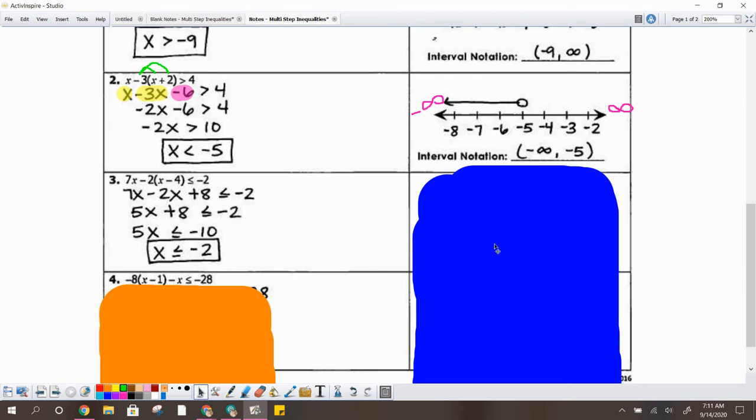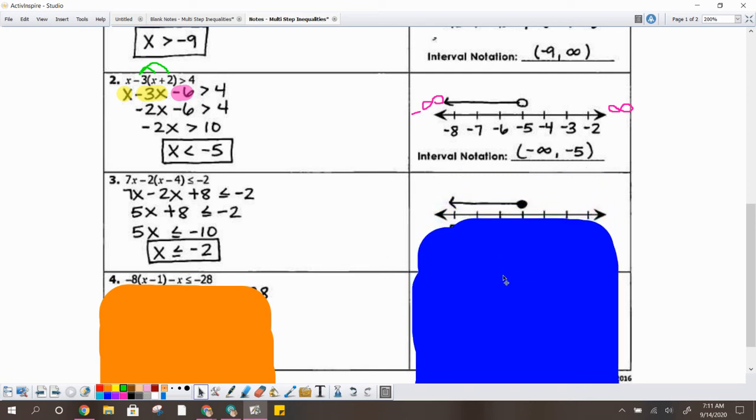Okay, so for our graph, we're going to have a closed circle this time because of the underline. So less than or equal to, that's a closed circle on negative 2. And since it's less than, we want to point to the left. Okay, so again, we are going to add our infinity and our negative infinity.